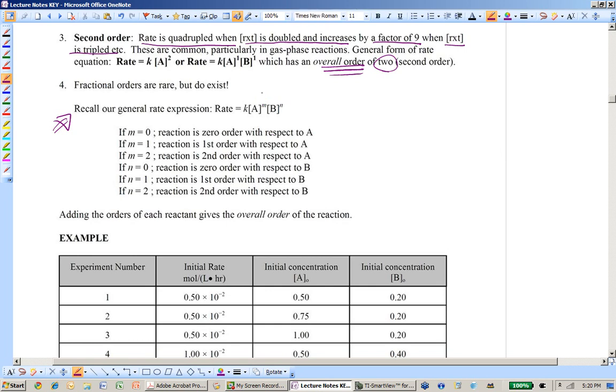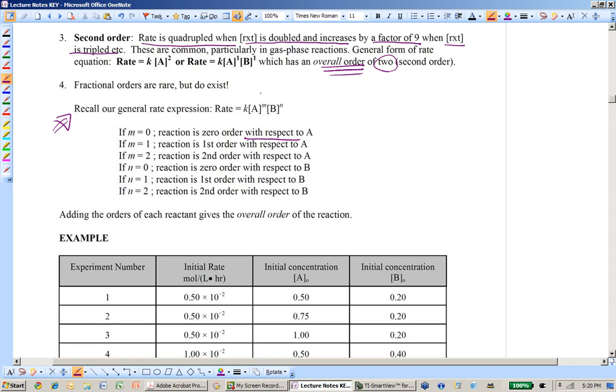So what we're saying is if m was 0, the lingo to talk about that is the reaction is zero order with respect to A. If m were 1, it's first order with respect to A. Get it? If m were 2, the reaction is second order with respect to A. Get this with respect part? Because you're going to have to write that. If n is 0, same song, second verse, the reaction is zero order with respect to B. If n were equal to 1, it's first order with respect to B. And if n were equal to 2, the reaction is second order with respect to B.